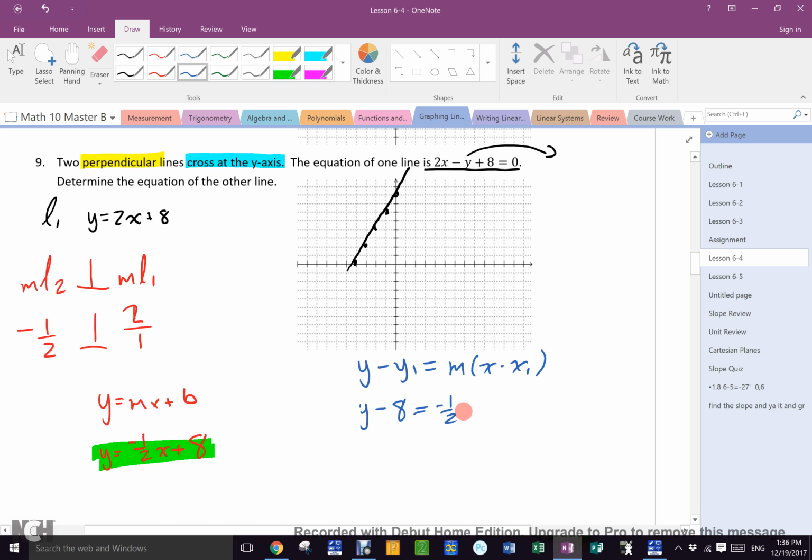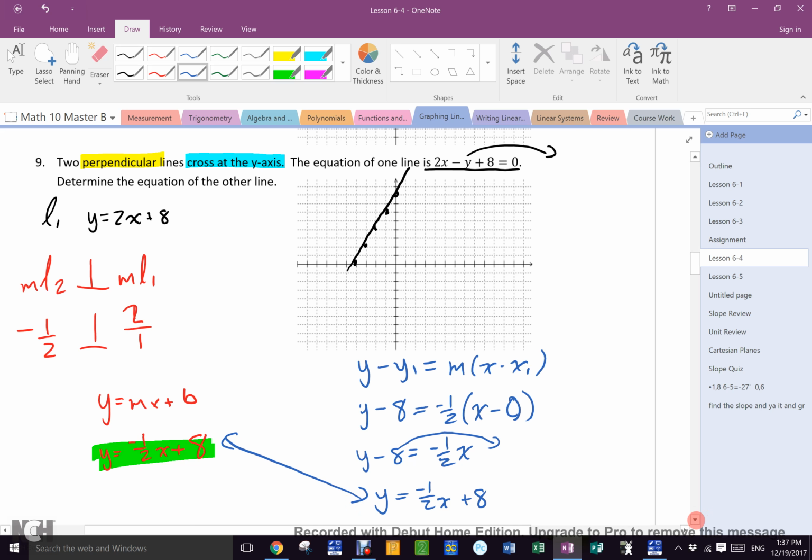Negative 1/2 x minus, what was the x point I had? 0. Everyone agree? Okay. Y minus 8 equals negative 1/2, what is x minus 0? x. Now what can you do with that? What if I move that over there? What do I get? And see how they're exactly the same?